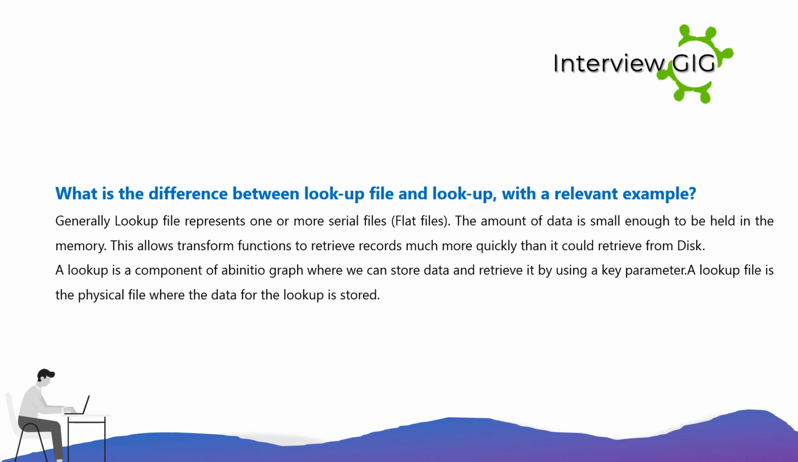What is the difference between lookup file and lookup, with a relevant example? Generally, a lookup file represents one or more serial files or flat files. The amount of data is small enough to be held in memory. This allows transform functions to retrieve records much more quickly than it could retrieve from disk. A lookup is a component of an Ab Initio graph where we can store data and retrieve it by using a key parameter. A lookup file is the physical file where the data for the lookup is stored.